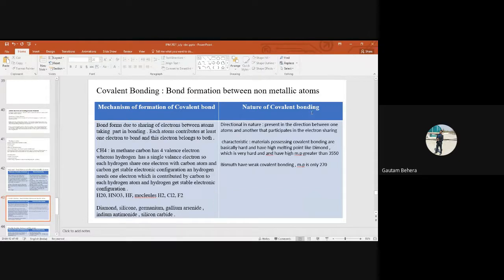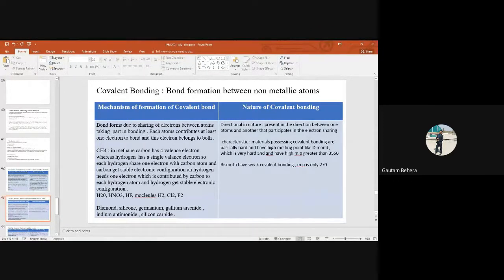Now, the nature of covalent bonding: covalent bonding is directional in nature. You have to remember. Why directional? Because they are focused on particular atoms, because they form due to sharing of electrons, right? So the bond will remain in between the two atoms. So they are completely directional. They are not like ionic bonding. It is present in the direction between one atom and another that participate in the electron sharing, right?